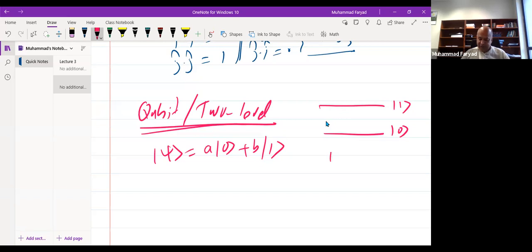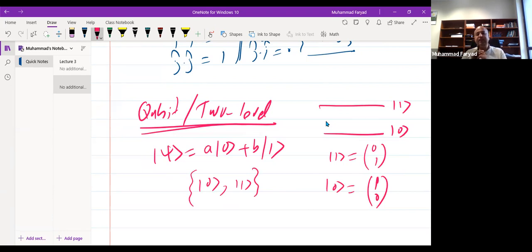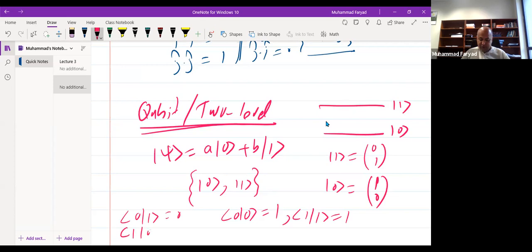In that case, let's say we represent 1 as 0, 1. That's usually the convention, but we can do it the other way around as well. So 0 is 1, 0. And we can see that this pair of vectors 0 and 1 satisfy similar properties as your i and j vectors: the inner product of 0 with 0 is 1, the inner product of 1 with 1 is 1, the inner product of 0 with 1 is 0, and the inner product of 1 with 0 is 0.